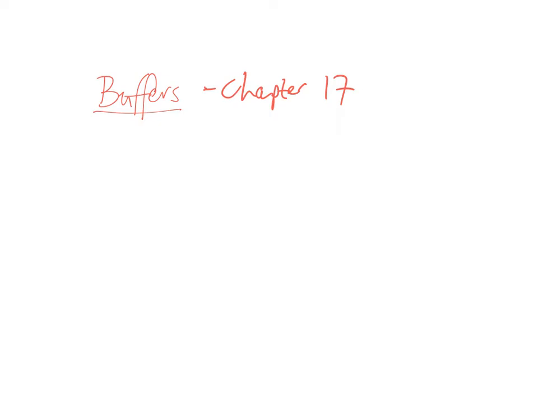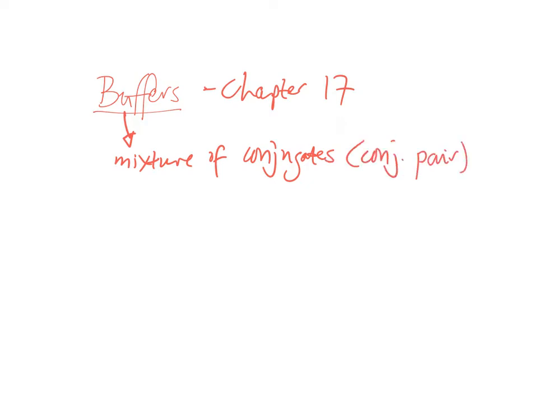So the idea of a buffer is simply that it's a mixture of conjugates. So any conjugate pair, as it turns out, resists changes in pH. And we'll talk about how it does that today, and we'll talk a little bit about some of the related ideas. Again, I know it's not on the AP test, but this is really important stuff that you should know as a student of chemistry, and so we'll go into it a little bit.